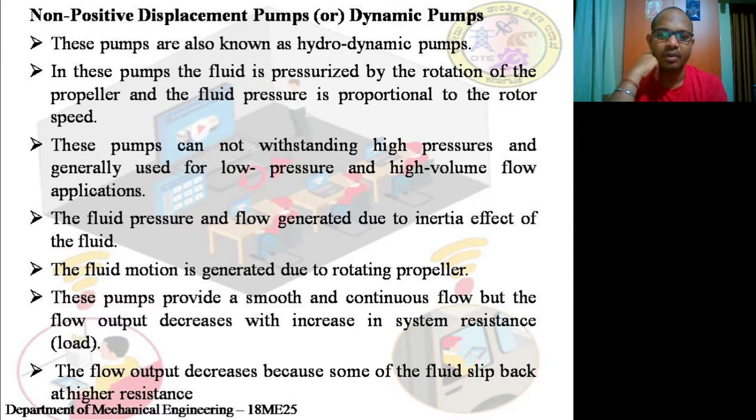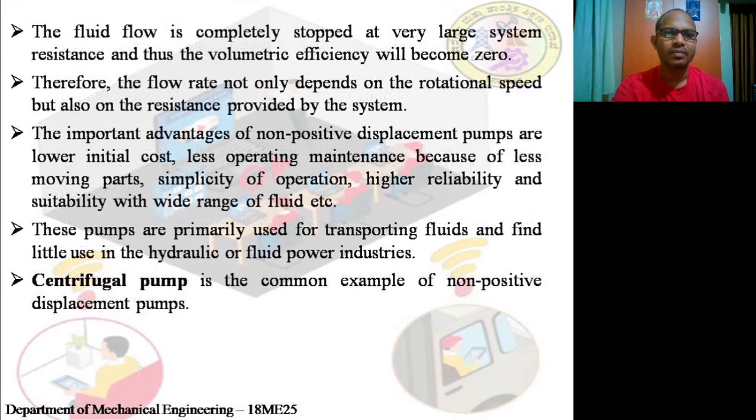The flow output decreases because some of the fluid slips back at higher resistances. The fluid flow is completely stopped at very large system resistance, and thus volumetric efficiency will be zero. Is that clear? Therefore, the flow rate depends not only on the rotational speed but also on the resistance provided by the system.